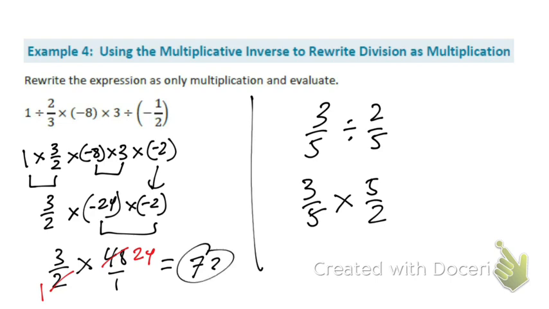So that's a little complicated. Let me just go over again real quick. If we got a bunch of multiplication and division, you can change the dividing into multiplication. But when you do that, you got to flip that fraction that's after the division sign. Keep, change, flip.